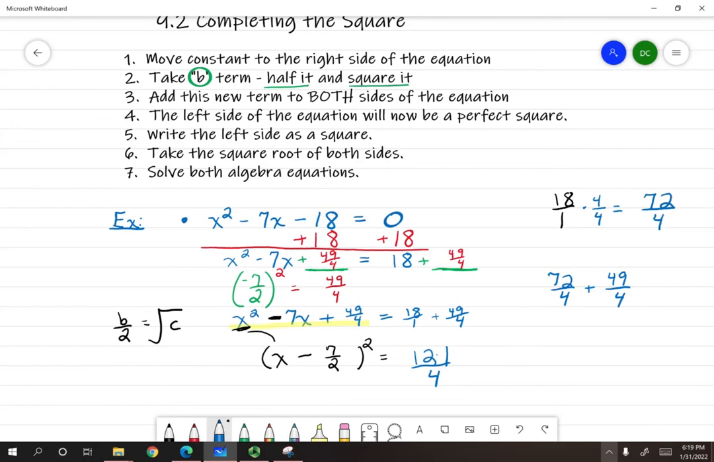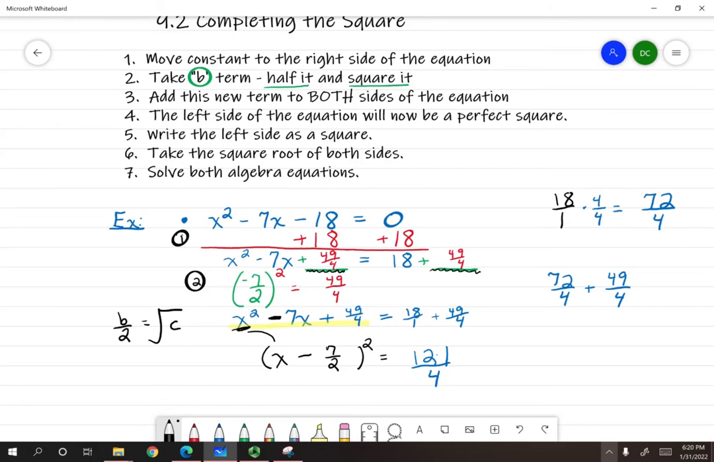All right, let's review. We started with this equation. We moved the constant term to the right side of the equation. That's step 1 right here. Step 2 was we took our b middle term, we halved it and squared it. Half of 7 is 7 halves. 7 halves squared is 49 over 4. We added this new term to both sides of the equation, this side and this side. We simplified it.